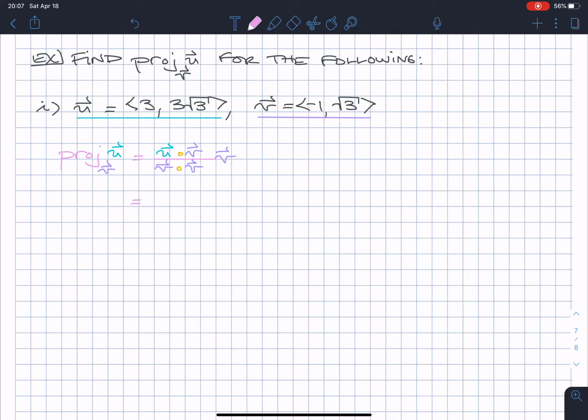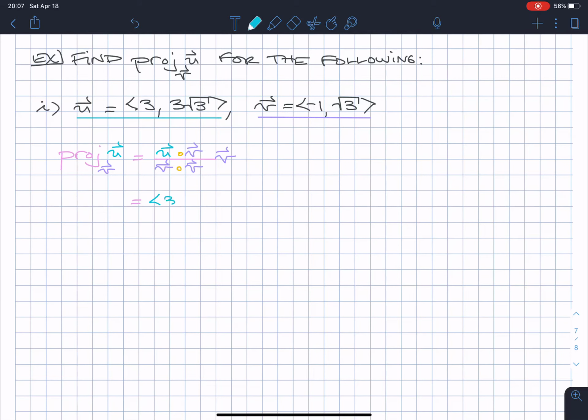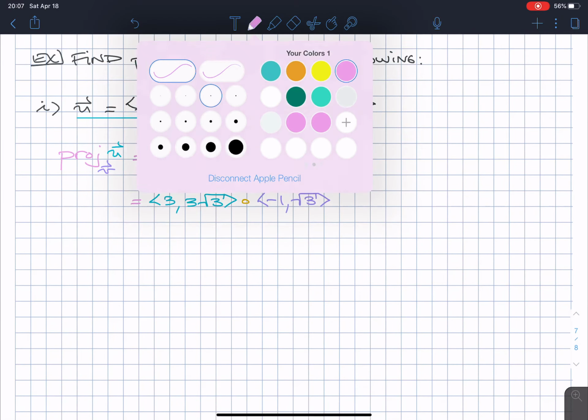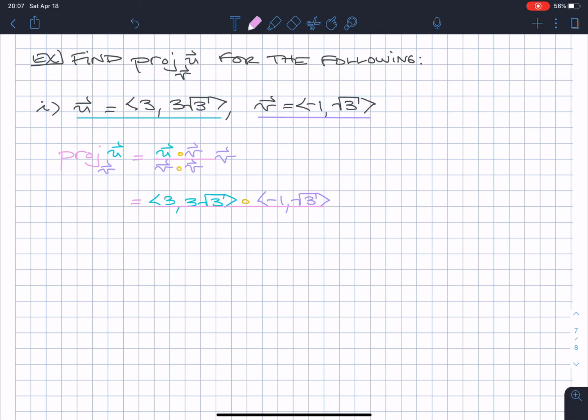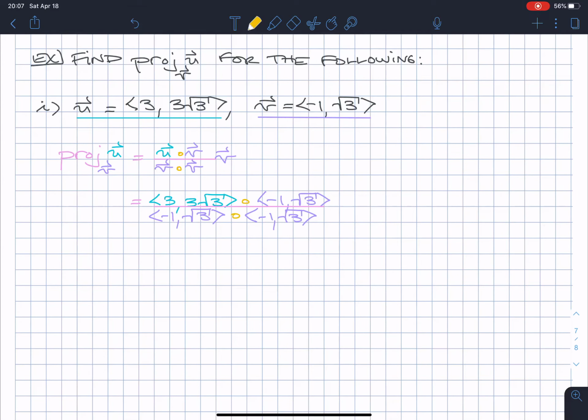So what do we have? Notice u is only here once. Everything else is v. So I have 3 root 3 dot negative 1 root 3, all over negative 1 root 3 dot negative 1 root 3. Let me put the dot there. Times the vector negative 1 root 3.